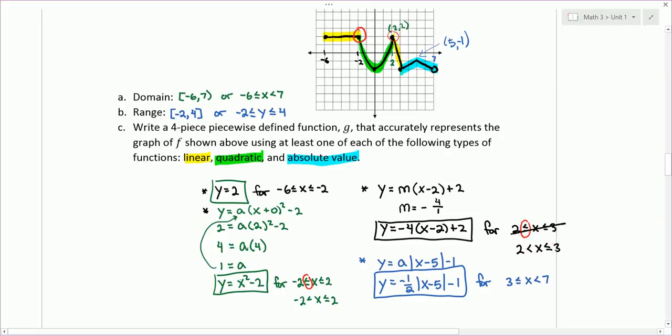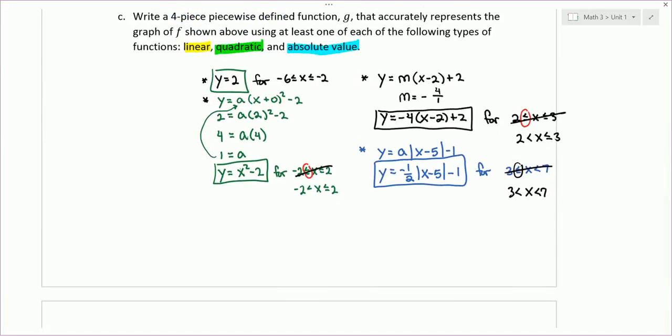I'm going to scratch out the old ones here. And then we have that issue one more time at the 3. I'm going to let the point at 3, -2 belong to the line, not the absolute value. So I'm going to change that to 3 less than x, less than 7. And now we have the 4 equations with domains that worked well together. So let's take those 4 pieces, put them together in one function, and that's what we call our piecewise function.